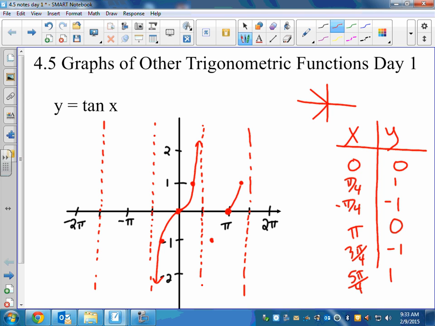So look what happens. Does it look exactly the same? Mine doesn't look exactly the same, but it's supposed to. Mine definitely doesn't look the same. A little curvier on that first one.